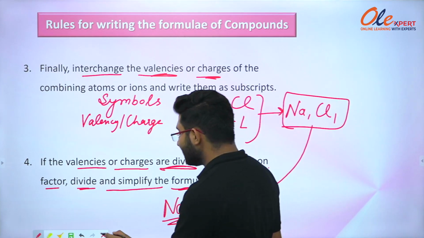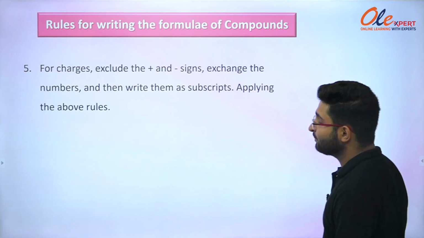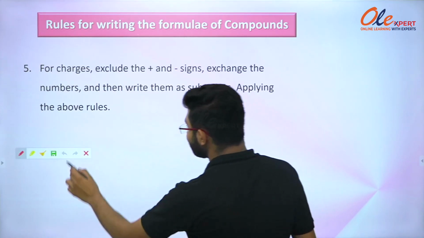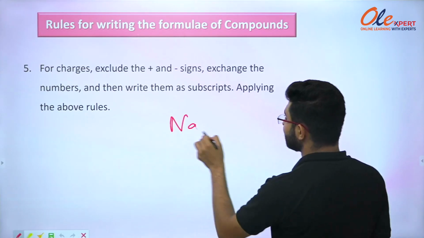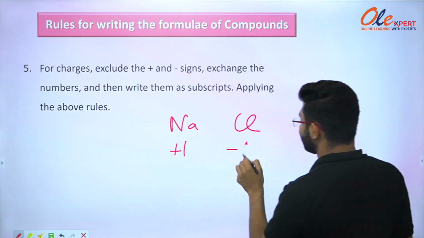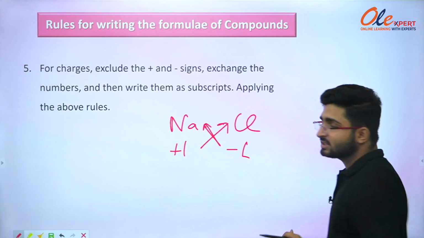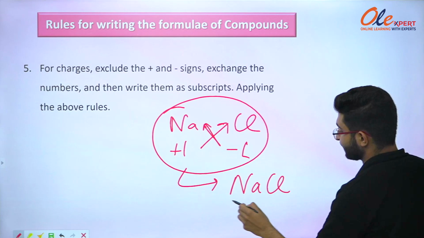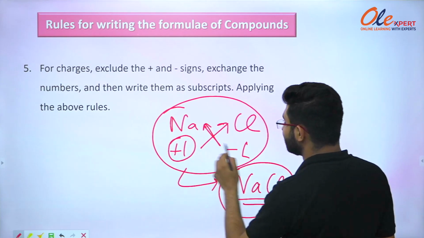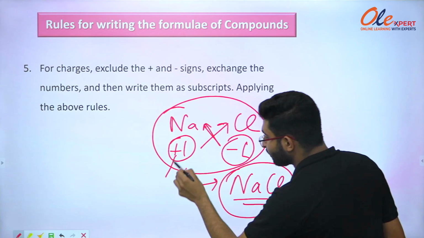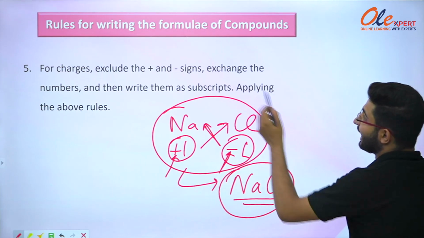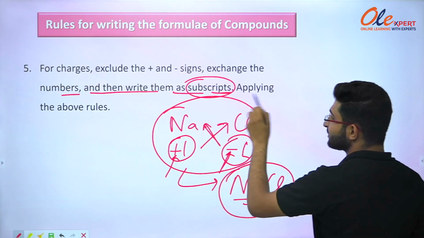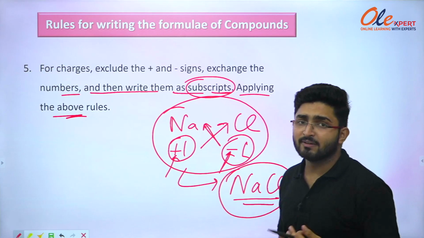Now we are moving to the next and last rule, the 5th one. For charges, exclude the positive and negative sign. We had the formula as Na Cl, +1 -1, but after interchanging the charges, we have written it down as NaCl. We have not considered the positive and negative signs. Exchange the numbers and then write them as subscripts, applying the rules we have considered.